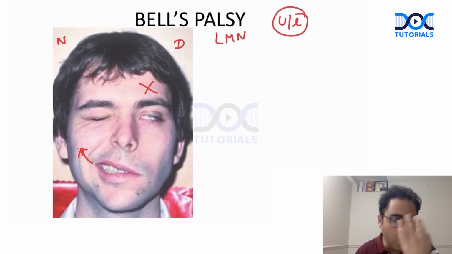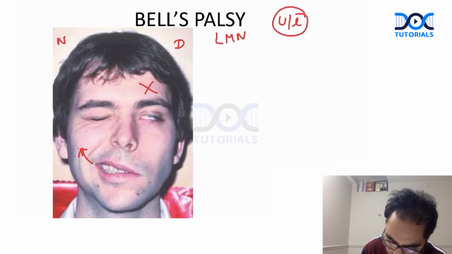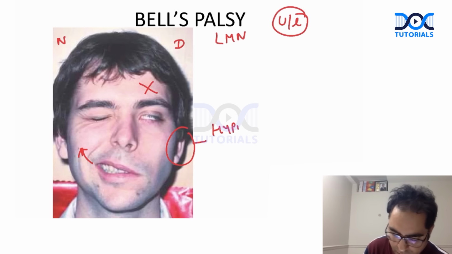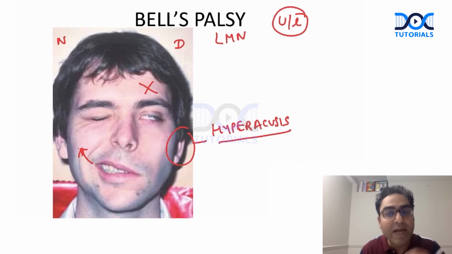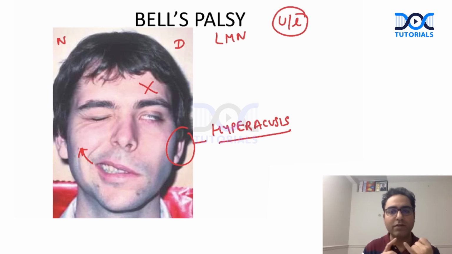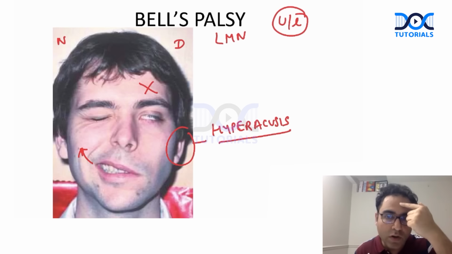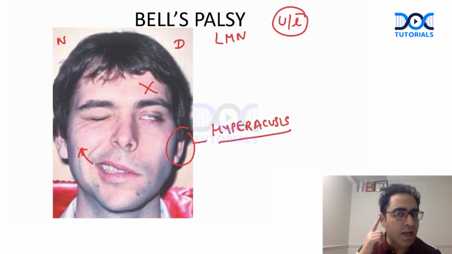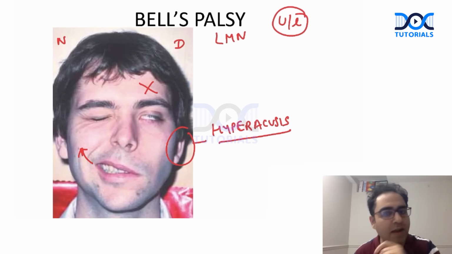Eye is continuously open, and in the ear, patient will be having what? Hyperacusis. Hyperacusis is due to loss of stapedial reflex, because stapedius muscle is supplied by the nerve to stapedius, which is branch of facial nerve only. Okay, so let's revise once again. Are the forehead muscles paralyzed or not? Yes, they are paralyzed. Angle of mouth is deviated to normal side. In the ear, patient complains of hyperacusis, due to loss of stapedial reflex.